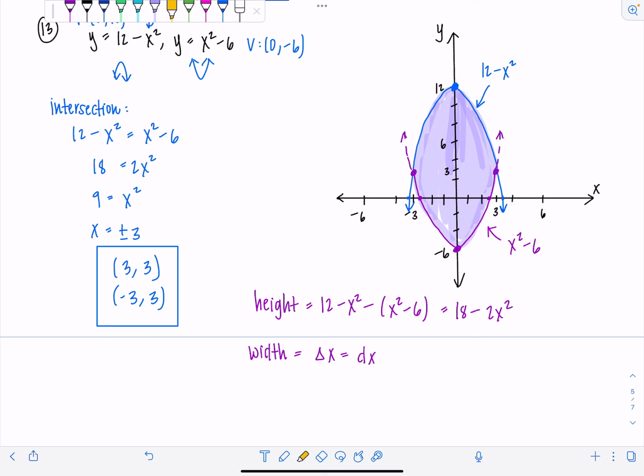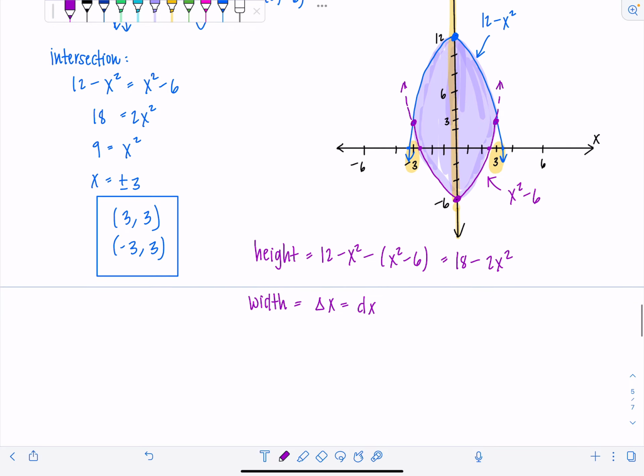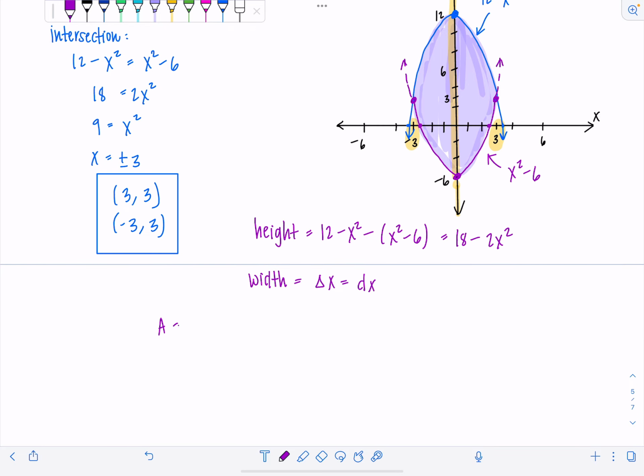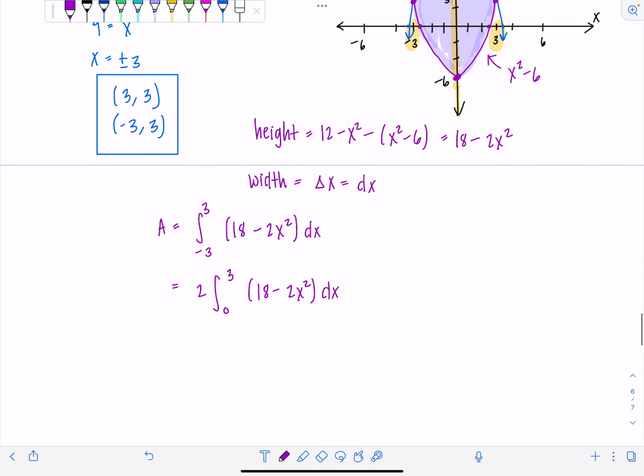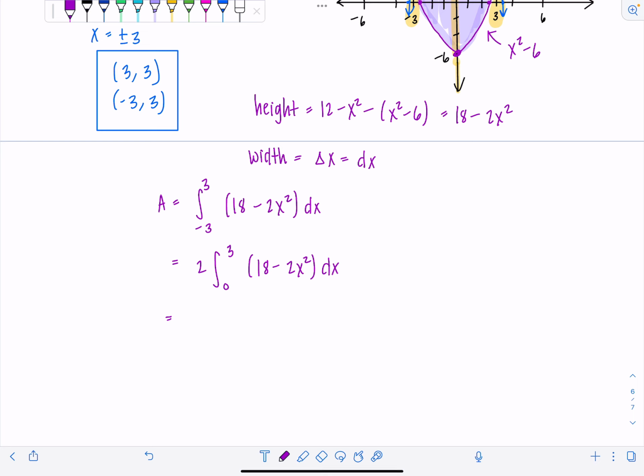Can you see? So for our limits of integration, you could go from -3 to 3, or you could double it and go from 0 to 3. Let me show you. Ooh, this is going to be fun. So area you could do from -3 to 3, 18 minus 2x squared dx. And then if you want to compute it this way, it's going to be easier. Double it, go from 0 to 3, 18 minus 2x squared dx, like that.